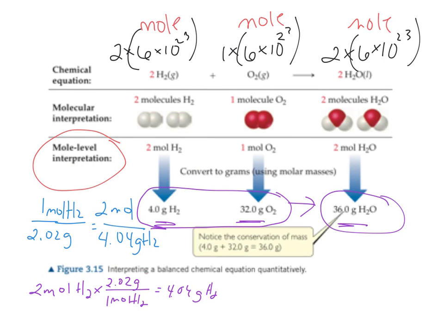So this is on the mass level. We can also interpret a reaction on the mass level if we interpret the mass of all of the reactants and all of the products together. We will be interpreting equations quantitatively like this all year long. So let's start.